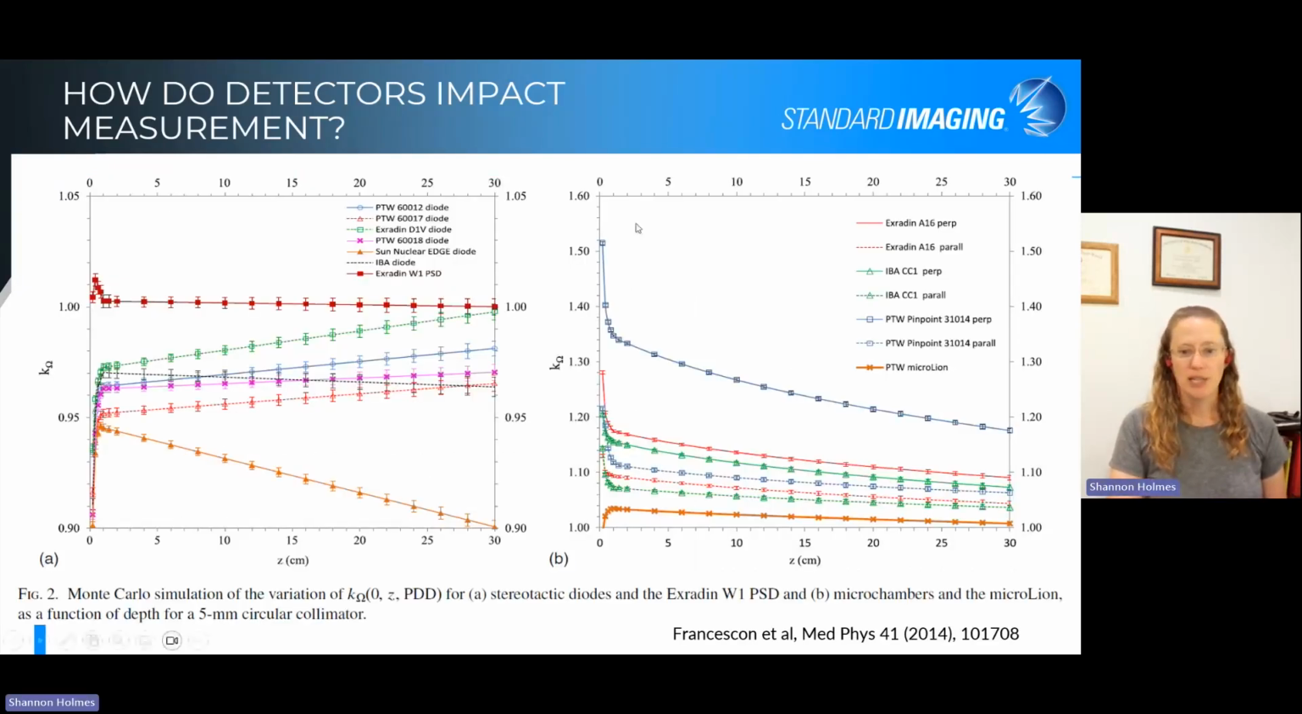So another publication here from Paulo Francescon shows the fact that these diodes and our scintillation detectors over-respond because of that higher density, and so their correction factors are less than 1. Ion chambers over here on the right under-respond because they are lower density. You get less energy deposited when you're perturbing the beam like that, so their correction factors are greater than 1.